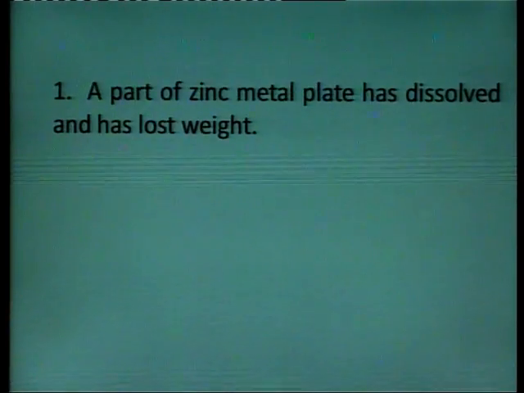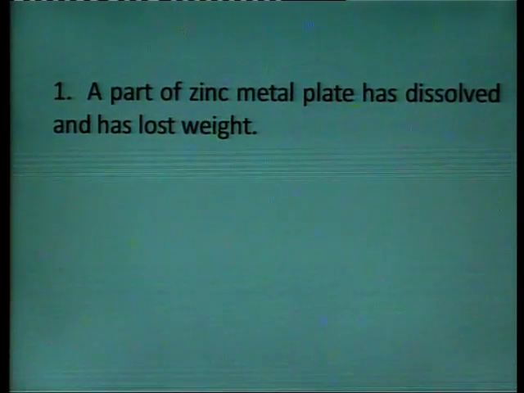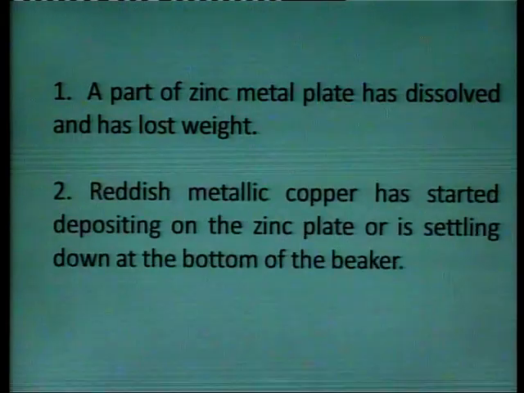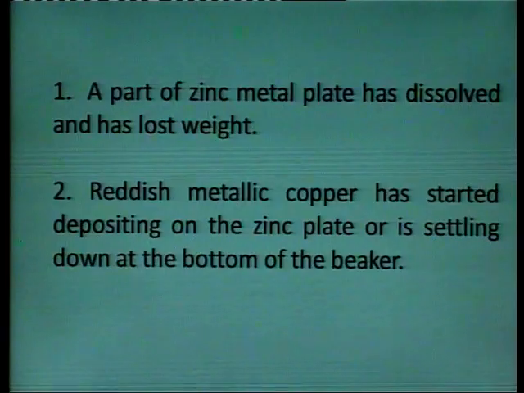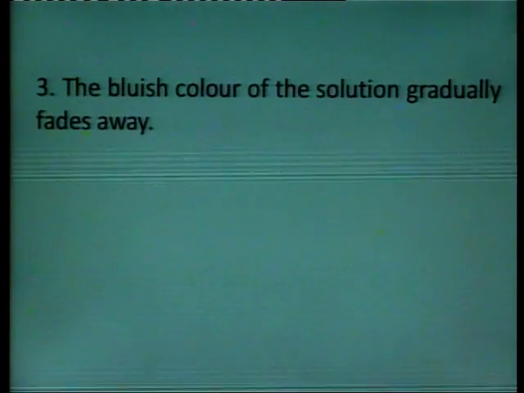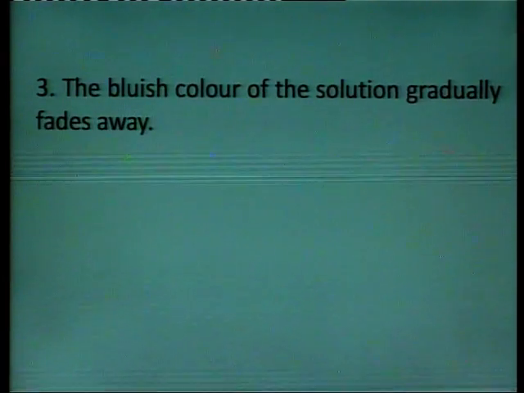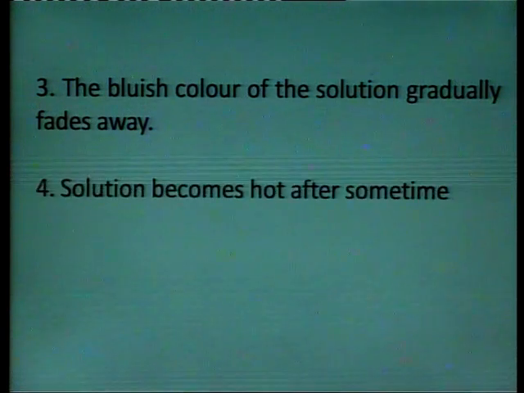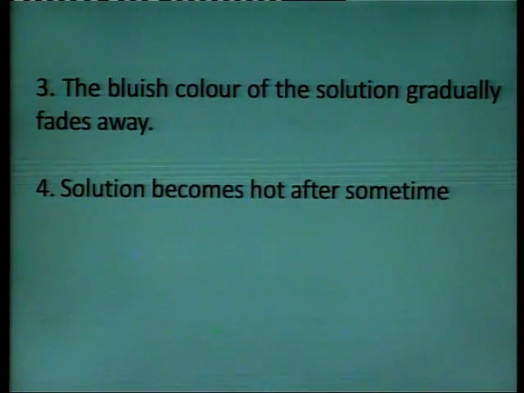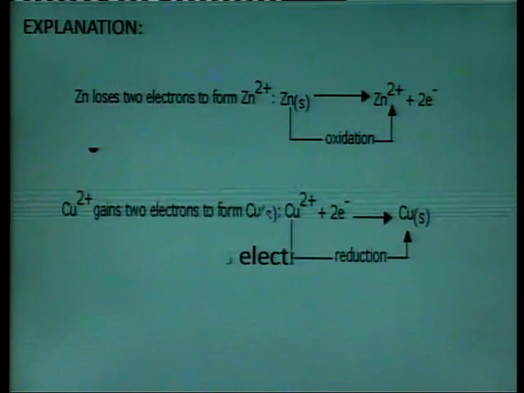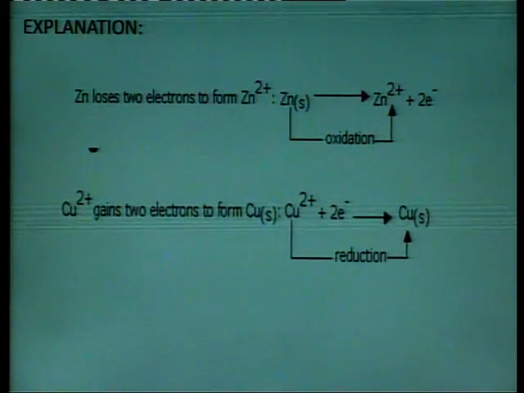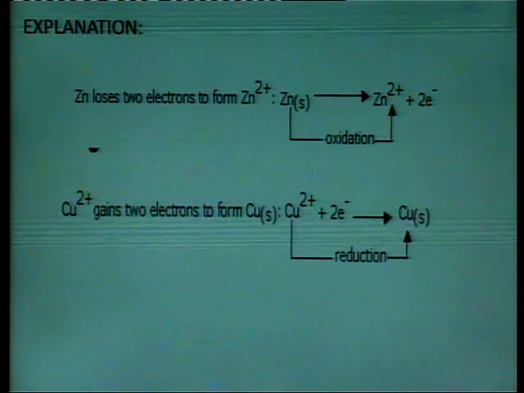So, let us again go through these observations: a part of the metal dissolves and loses its weight, some reddish metallic copper settles down at the bottom of the beaker, the bluish color of the solution fades away, the solution becomes hot after some time, and the solution remains electrically neutral. Now, let us explain all these observations.